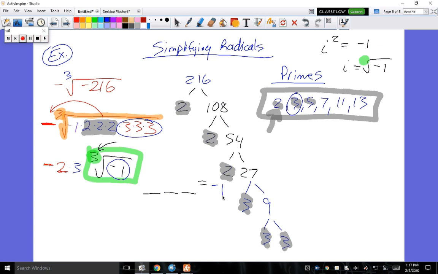Negative 1. So this will become, and it'll come out as a negative 1. I still have the 3, I still have the 2, and I still have this negative. Multiply all that. What do I have? 6. All you're doing is factoring. All you're doing is multiplying. All you're doing is grouping what is that nth root. Let's look at another one.